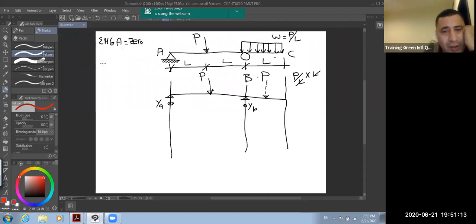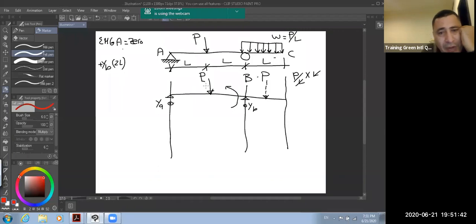So YB, because I take moments at A, at this point. So YB multiplied by L plus L, and this is YB. YB makes a positive moment, tension in the lower fiber. See the moment? Yes, tension in lower fiber, so positive.